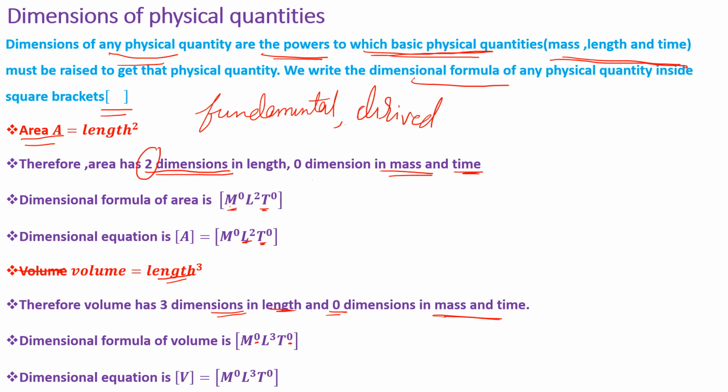Next, the dimensional equation: how to write it inside the square bracket. Inside the square bracket, V is equal to inside the square bracket, m to the power 0, L cube, t to the power 0. That's the dimensional formula of volume. We shall discuss some more examples in the next slide.